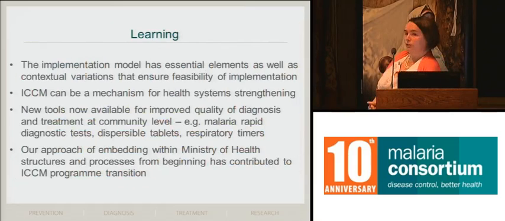So essentially, to summarize our learnings, we use a model, as I showed you, that has essential elements but does need to be adapted to different contexts to make sure it actually works in reality and is feasible. ICCM is a mechanism for health system strengthening, working with the health facilities particularly, but at all levels, right up to the central level. And ICCM can now be more effective because of the presence of new diagnostic tools and treatments that are suitable for community level use.